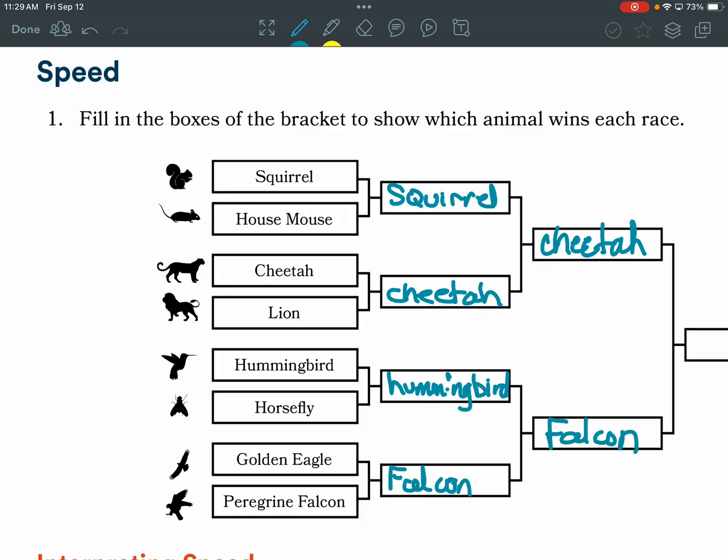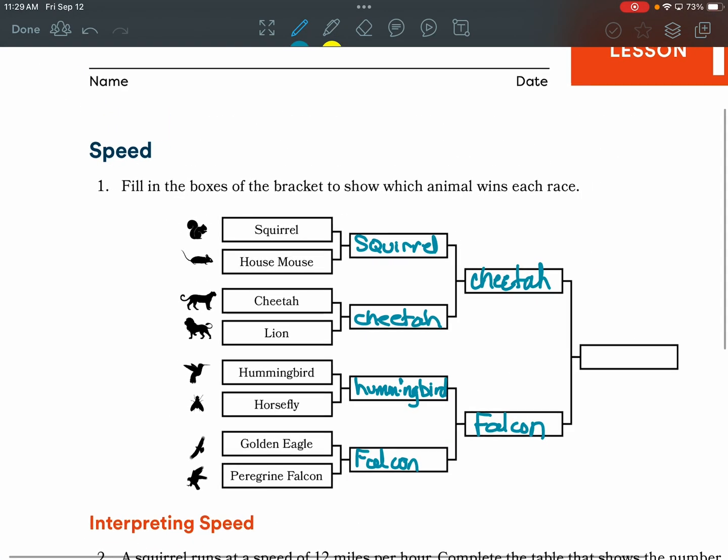So what is faster, a cheetah or a falcon? What do you guys think? Falcon? Cheetah. Actually, the peregrine falcon is the fastest animal in the world. Its diving speed is amazing as it's going for its prey.